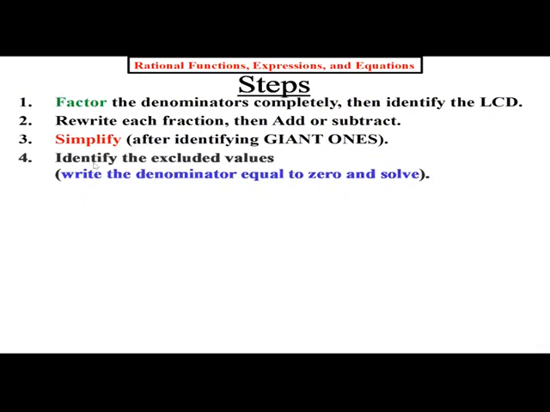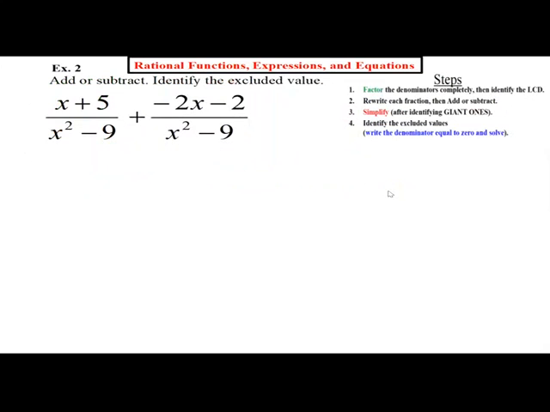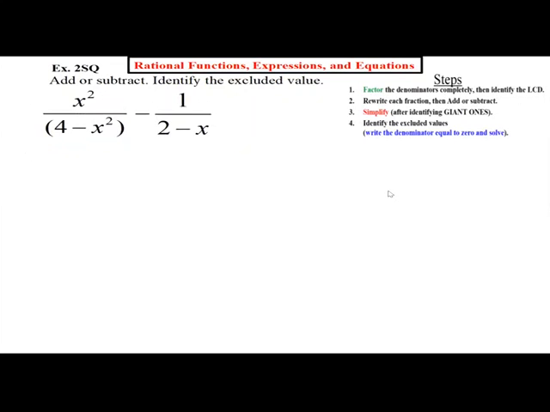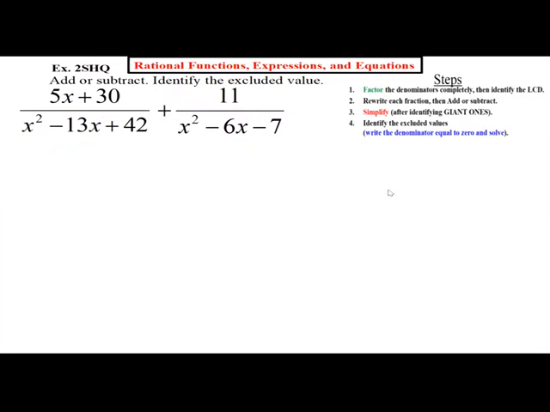And last but not least, to identify the excluded values, we needed to write the denominator equal to 0 and solve. All right, we got to this one, example 2, and then we went to this one. Then we went to that one. Then I skipped this one, and then we got to this one. Is that correct? That was the last one we did.